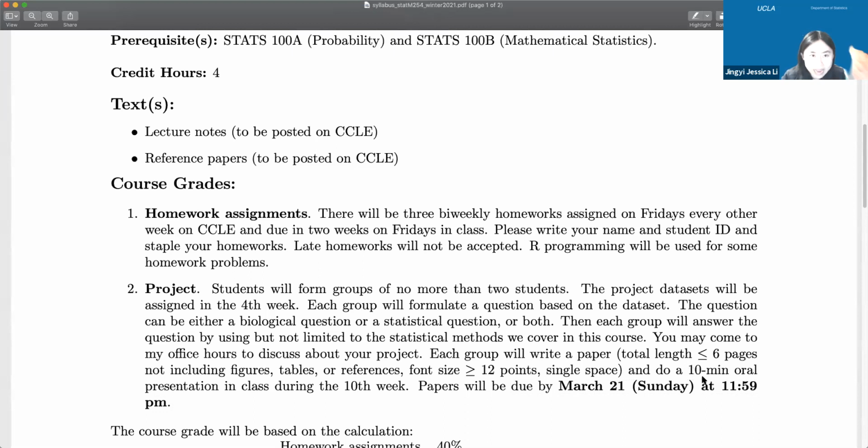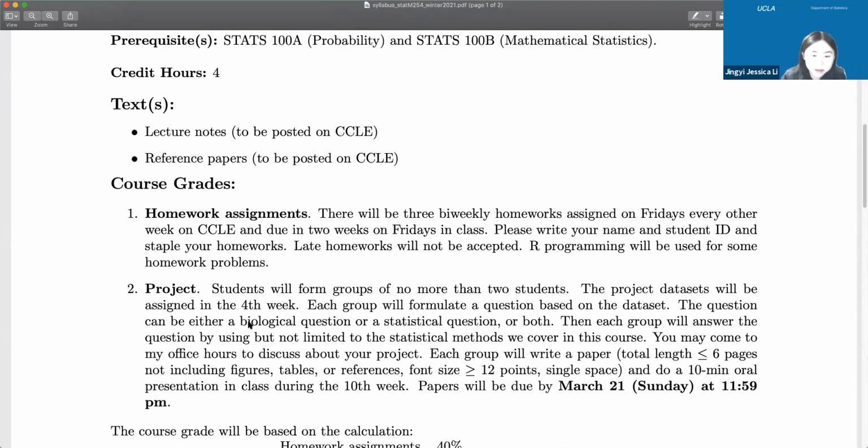We will ask for your groups, maybe in week 7, so that we can know how many groups there are. For this project, I will assign a data set to everyone. That will be given to you in week 4, so that everyone will have the same data set to work on. But you can formulate the project idea by yourself.